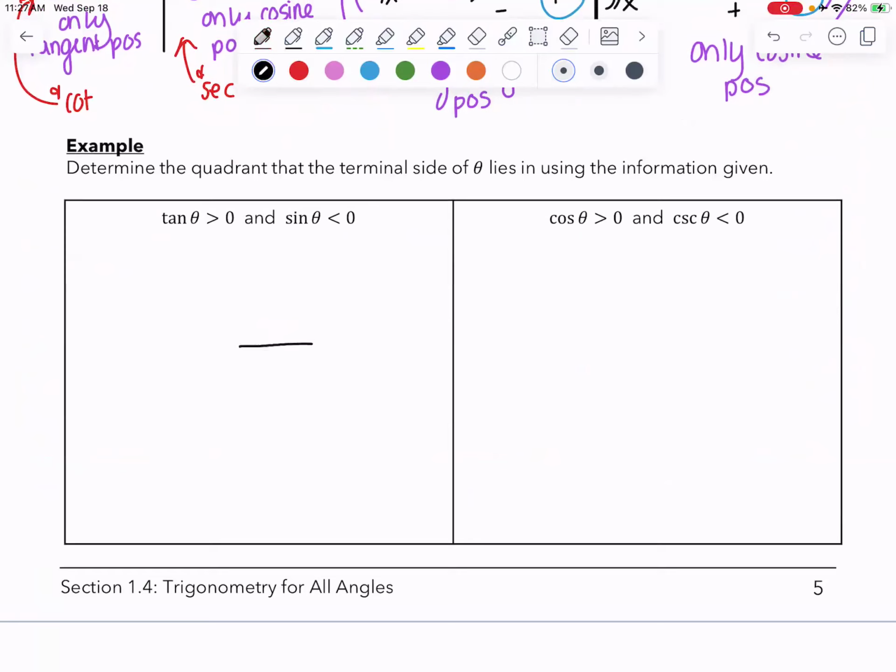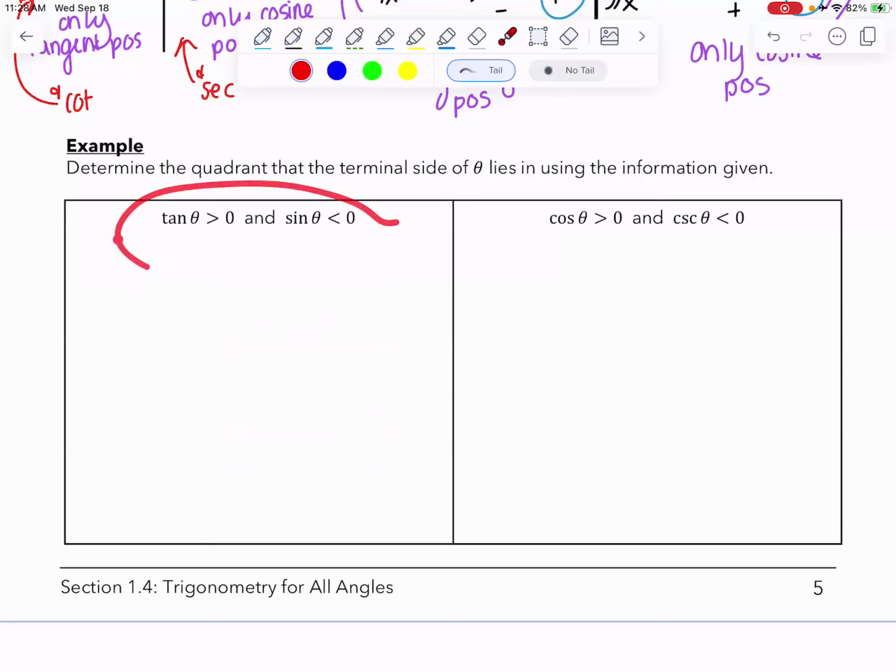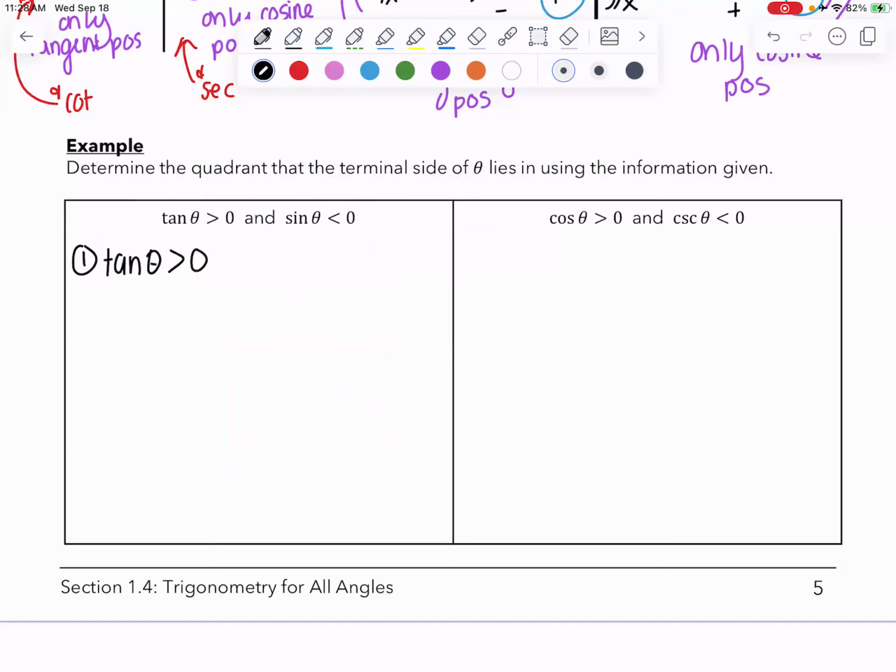So there is out there some angle and we don't know where it is. It could terminate in any of these quadrants. The only thing we know about the angle is information about whether it's positive or negative. The first bit of information we're given is that tangent of theta is greater than 0. So this is saying tangent is positive.